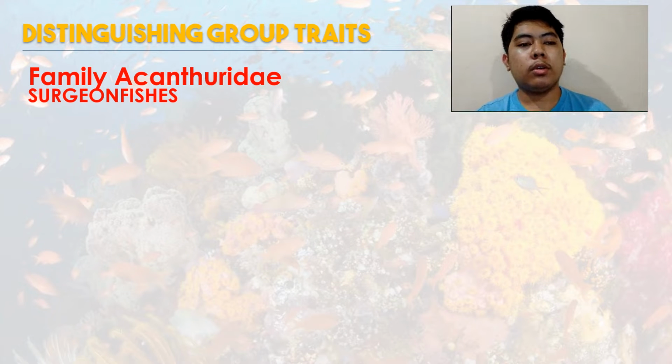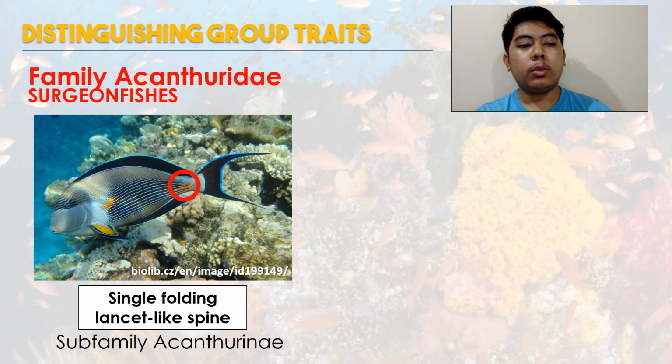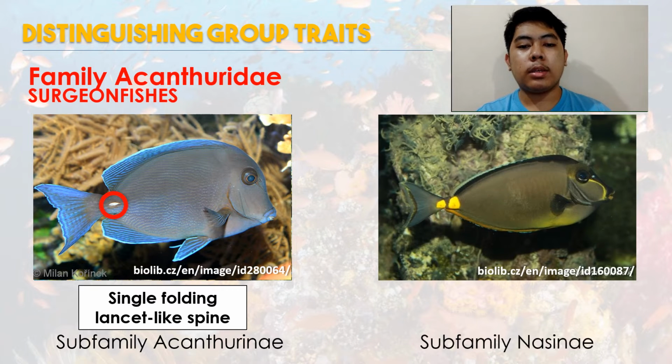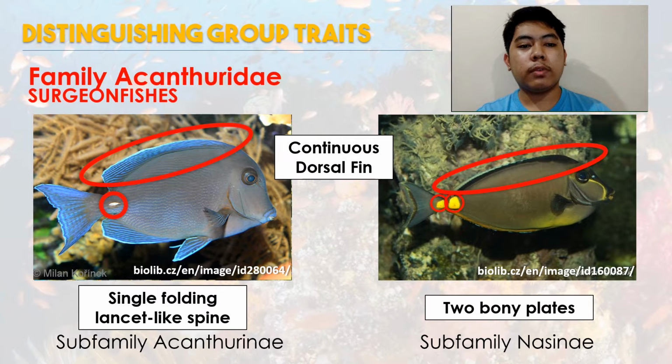For its distinguishing group traits, surgeonfishes have a single folding lancet-like spine, often referred to as the scalpel, and this is often found in subfamily Acanthurinae. Members of subfamily Nasinae have two bony plates found in the same location. Acanthurids have a continuous dorsal fin, and they are often brown or grayish in color.